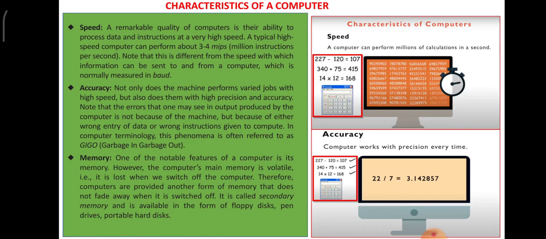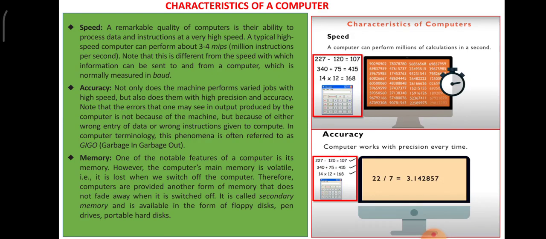A computer can perform millions of calculations in a second, which I already told you, it is called MIPS. And see, a timing is clearly given on the right hand side. So many instructions, millions of instructions, are performed per second. Now the next point is accuracy. Not only does the machine perform varied jobs with high speed, but also does them with high precision and accuracy.